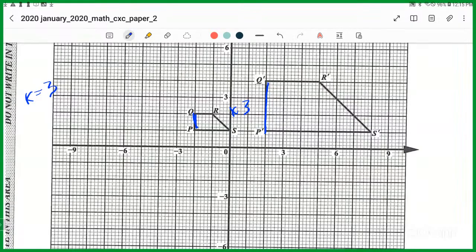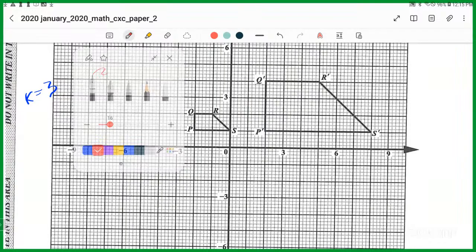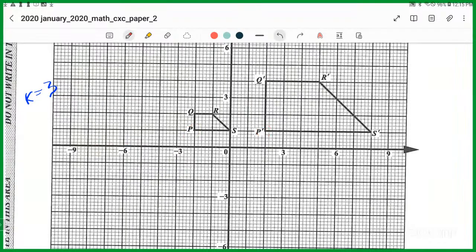All we need now is the center of the enlargement. How do we find the center of the enlargement? You join corresponding points. So for example, P prime and P, easy points to use first. So you know the center is on this line. And then Q prime and Q. So join these two, and extend it back. It looks like here is the center.